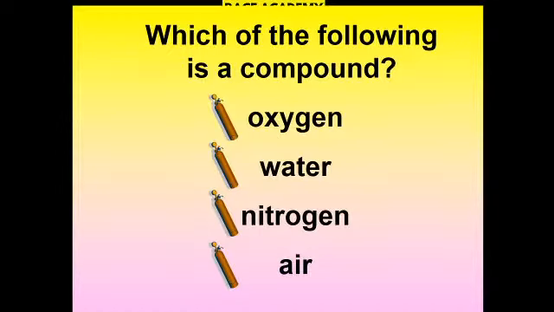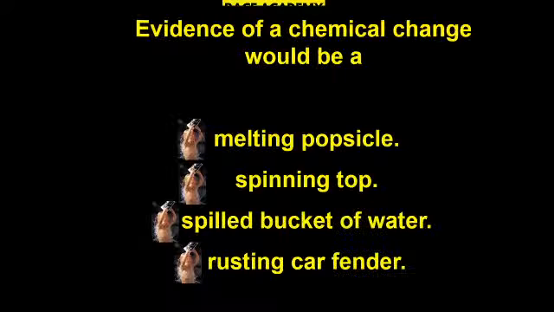Which of the following is a compound? Oxygen, water, nitrogen, air. Water is a compound. Air is a mixture of compounds. Evidence of a chemical change would be: melting popsicle, spinning top, spilled bucket of water, rusting car fender. So, rusting.